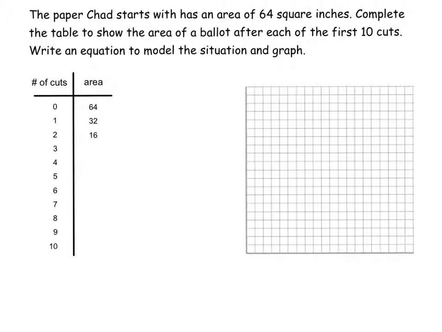Last but not least, the paper chart starts with an area of 64 square inches. That sounds important. That's what we started with. Complete the table to show the area of a ballot after each of the first 10 cuts. Write an equation to model the situation and then graph. So remember, with our equation, we're going to need A, or the initial value, the growth factor, or decay factor, and then our equation, which we can say is y equals. So go ahead, fill in your table, come up with your A, B, and your equation, and go ahead and graph.